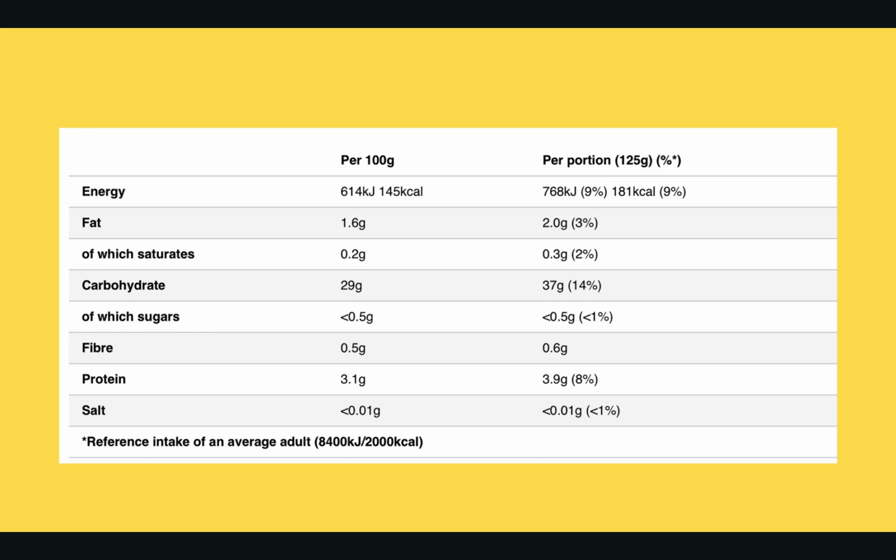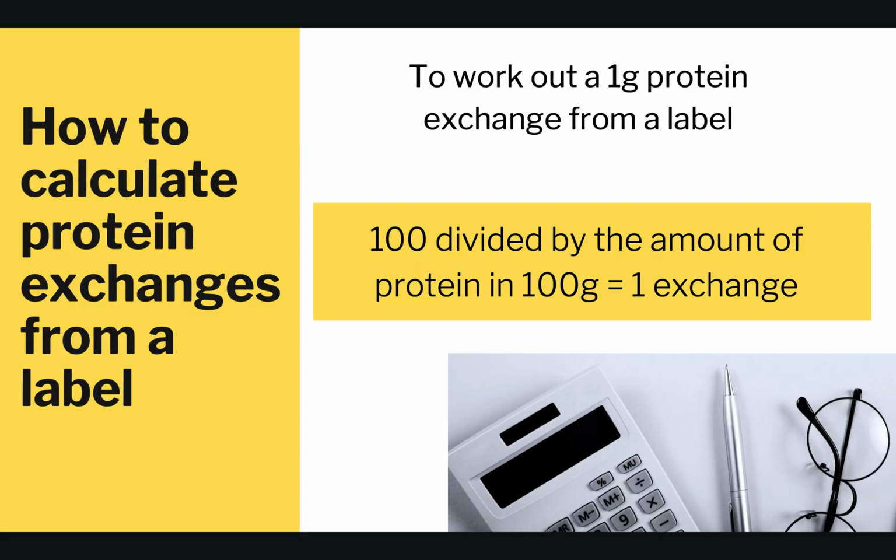So here is an example of a food label. By law, all foods have to declare per 100 grams or per 100 mils how much energy, fat, carbohydrates, fibre, protein and salt is in the food. Some labels will also tell you per portion as well. The main one we want to be looking at is protein. We can see per 100 grams there are 3.1 grams of protein in this product. How do you calculate protein exchanges from a label?